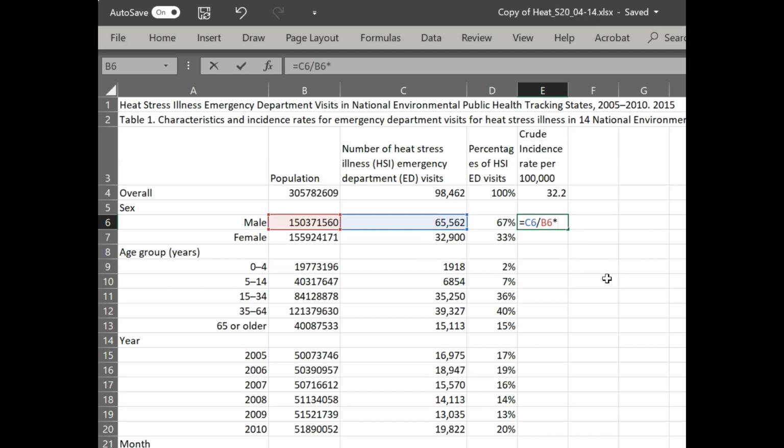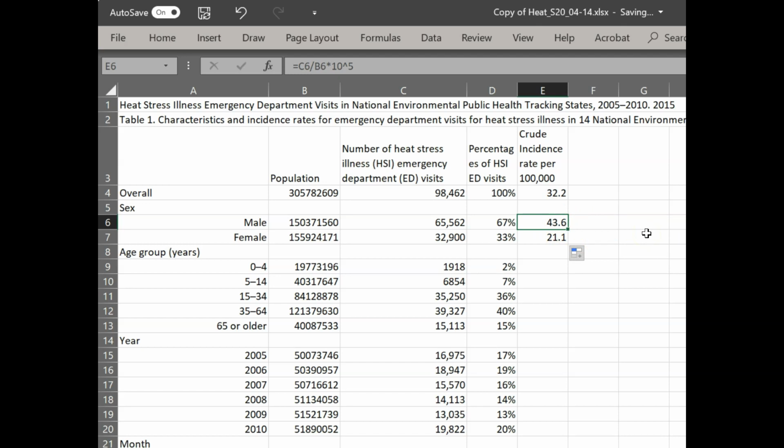But again, if we multiply by 10 to the 5th power to convert it into a rate, we can see that males have a crude incidence rate of 43.6 per 100,000. And since we've already done this, we can just copy this formula down, right? We can see how the number varies by group. So right off the bat, we can see this pretty dramatic difference between males and females, right?